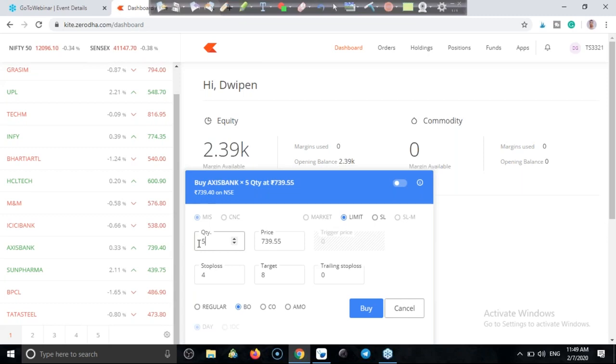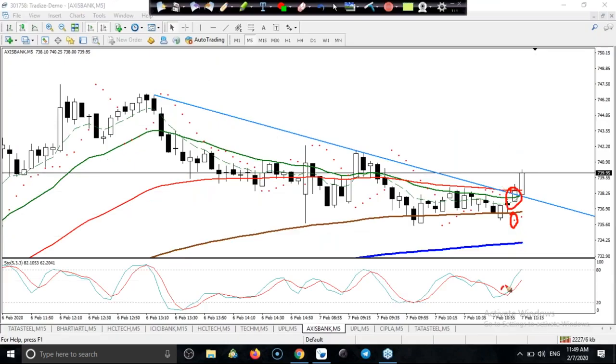Why I bought? Have you seen it? All right, this is the parabolic arc. This line and the stochastic are giving us a buy signal, and we place our stop loss just below this lower point, and the target is placed at 1:2. 1:2 means, let me show you here.